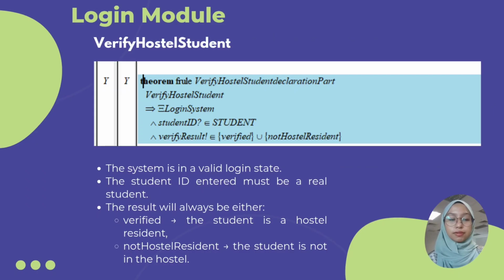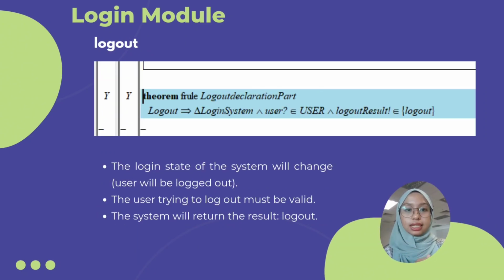So the first one is this theorem confirms that the verify registered students operation will always return the correct and valid result when given a valid student ID. So it ensures that the system behaves logically and handles student verification more reliably. While the second theorem, for logout, verifies that logout behaves properly, so that only a valid user can log out, and the system will give the correct state change.